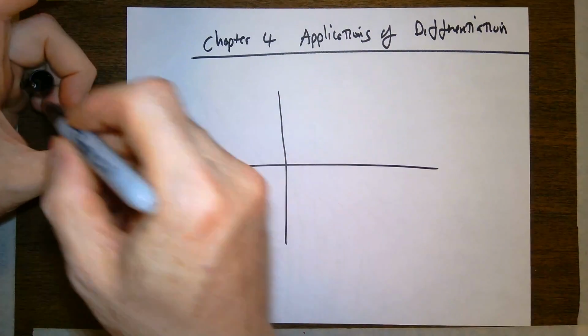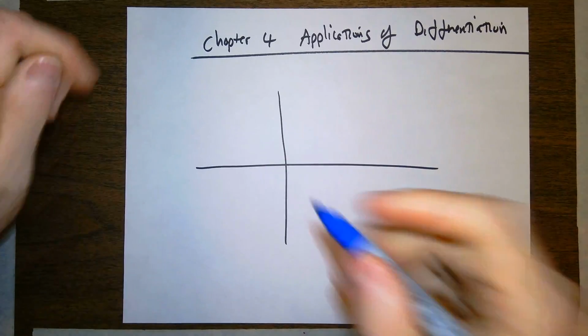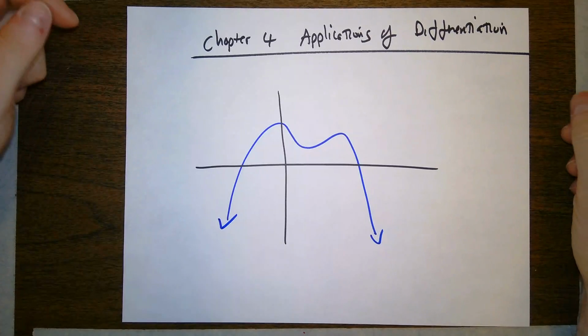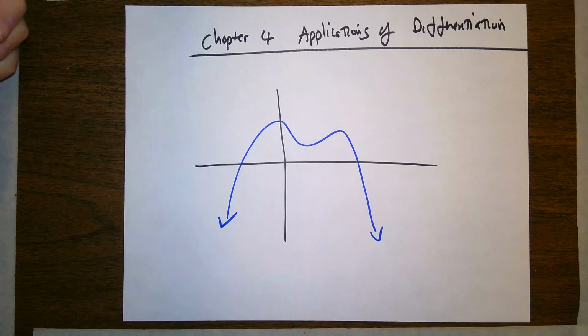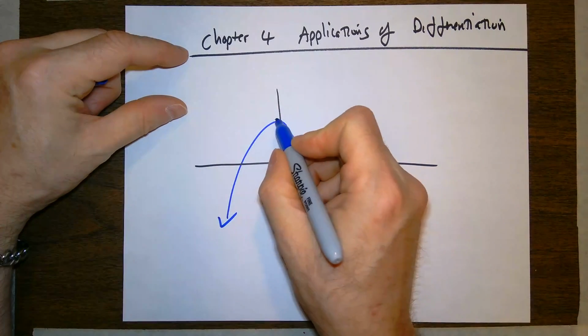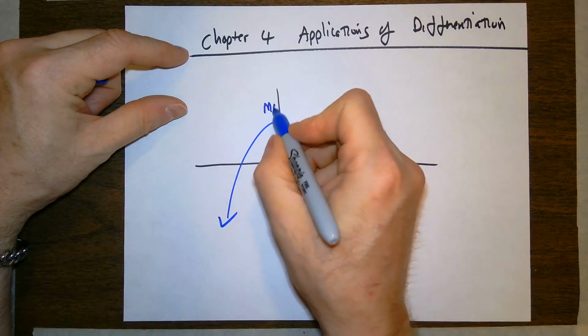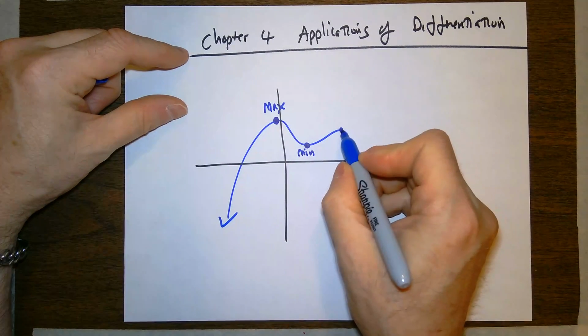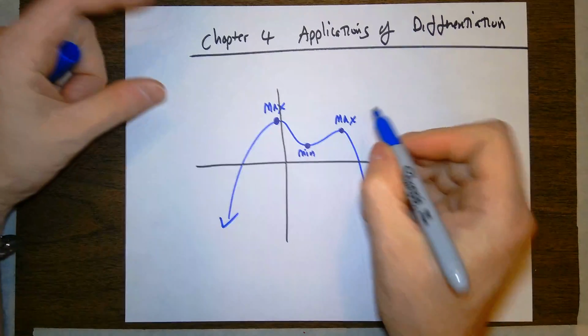If I take a look at a graph and I have some sort of function, and just looking at this function, we already know a lot of things about it. We know, for example, that it would be 4th degree. It has 3 bends in it. And we know the lead coefficient would be negative because the end behavior is down. But I want to take a look at maximum and minimum values. And notice I seem to have a maximum value here, a minimum value here, and a maximum value there.